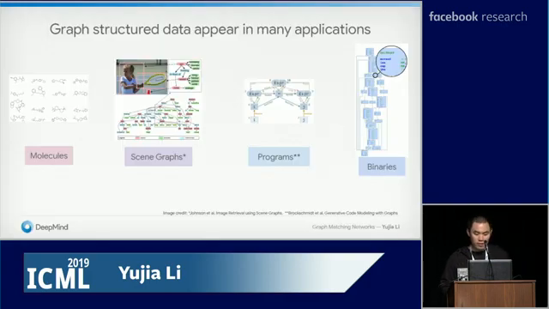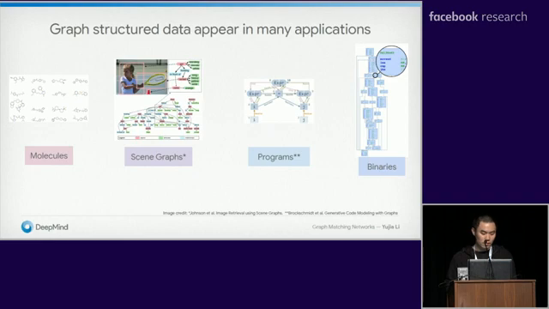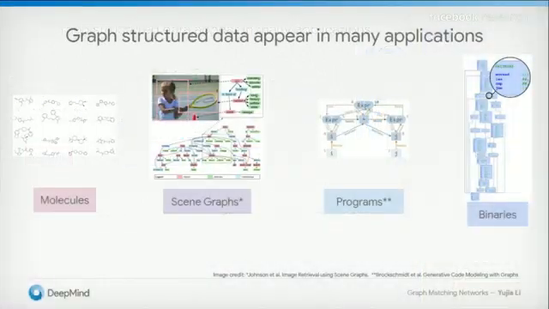Graph structured data appear in many domains. They can, for example, be used to model molecules. They can be used to represent images as scene graphs of objects and relations. They can also be used to represent programs using the semantic or syntactic relationships between the expressions or statements of your source code, and they can also be used to represent software binaries as control flow graphs.